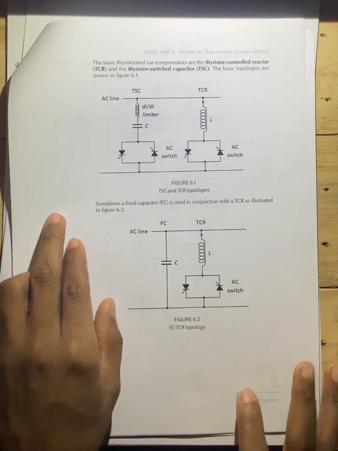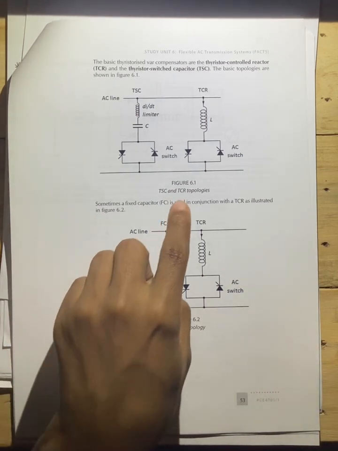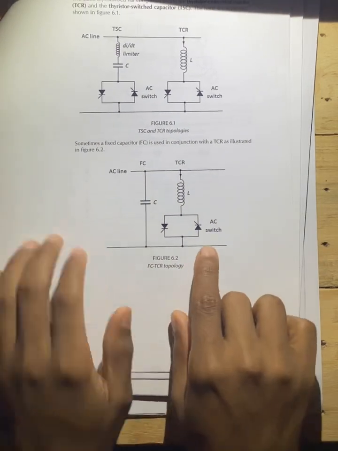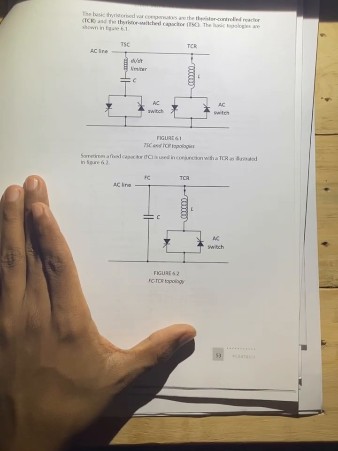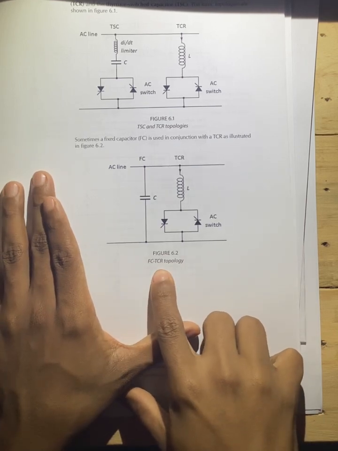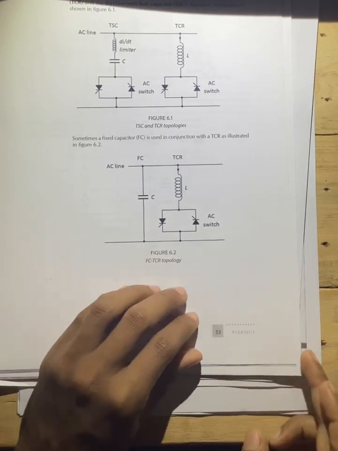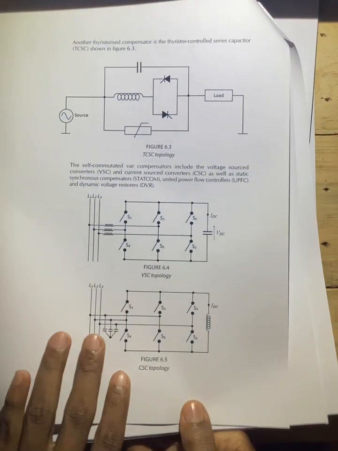Okay, right. Now let's continue. What do we realize? We have your TCR, you have your TSC, but there's also a case where you have your TCR in conjunction with what is called a fixed capacitor. When that fixed capacitor is included, then we talk about an FC, fixed capacitor, thyristor controlled reactor topologies. Just take note of that. And then let's continue.